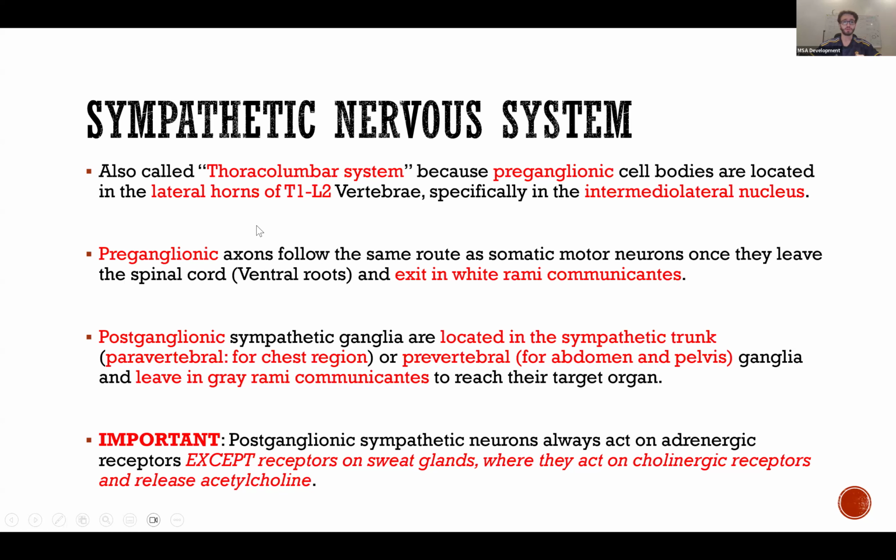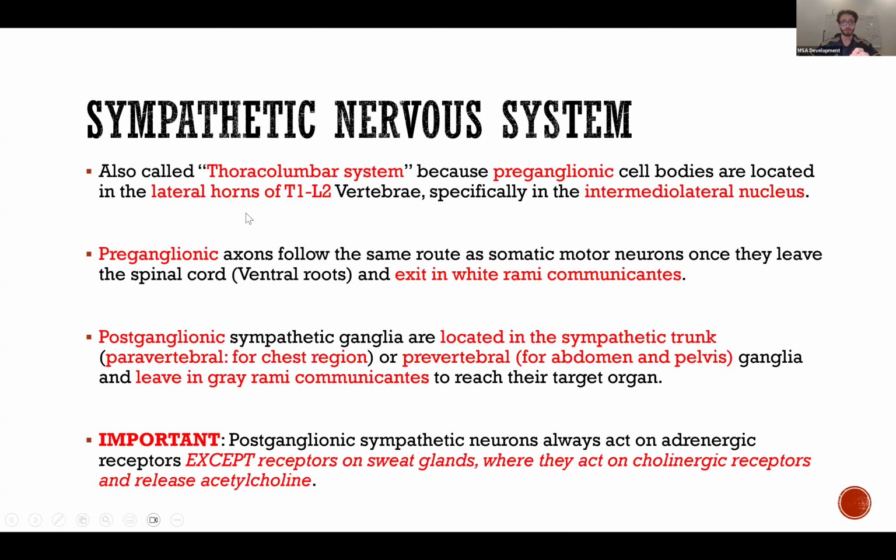Another piece of information that I would like you to remember is that preganglionic axons follow the same route as somatic motor neurons. But how can that be? Motor neurons originate in the ventral horn of the spinal cord, while the sympathetic neurons are in the lateral horn. That is absolutely correct. But once they leave the spinal cord, they basically merge and leave from the same route. That route is the ventral root, because the spinal cord basically has a ventral and a dorsal root. Both the motor neurons and the sympathetic neurons leave through the ventral roots.